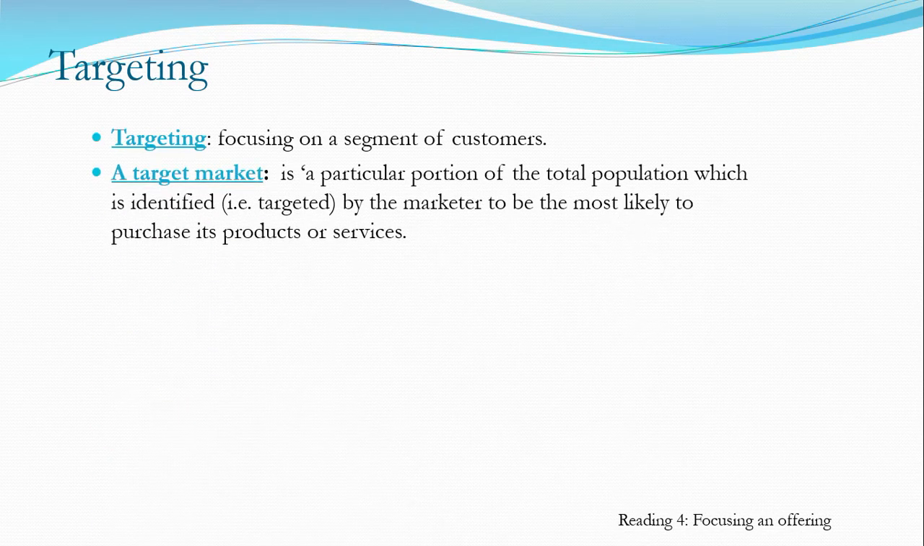Next we go to targeting. Targeting is the next step. After we divide the market into segments, now the organization needs to select the segment of consumers or customers they want to serve. This segment is called the target market, the market you are targeting. It is the particular portion of the population, the portion that you divided earlier in the segmentation step, which is identified by the marketer to be the most likely to purchase your product.